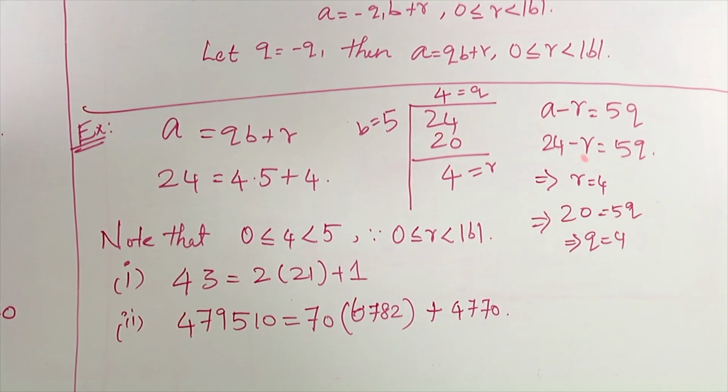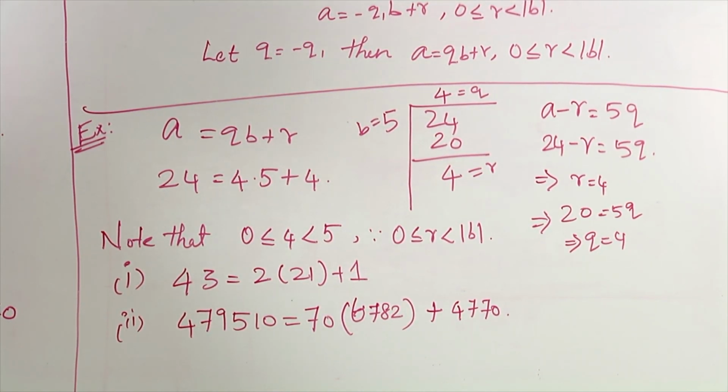Now, we have to find this R in such a way that if you substitute R here, you get a multiple of 5. So, the possibility is R should be equal to 4. If you substitute here, you have 20 is equal to 5Q, that is Q is equal to 4.